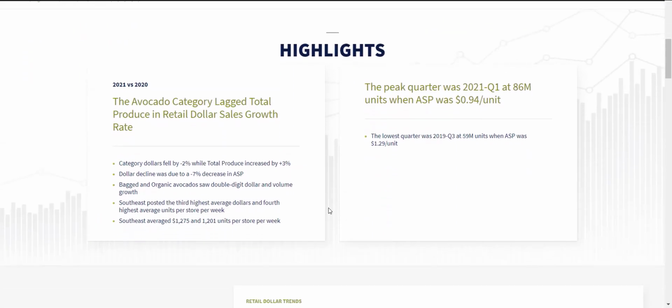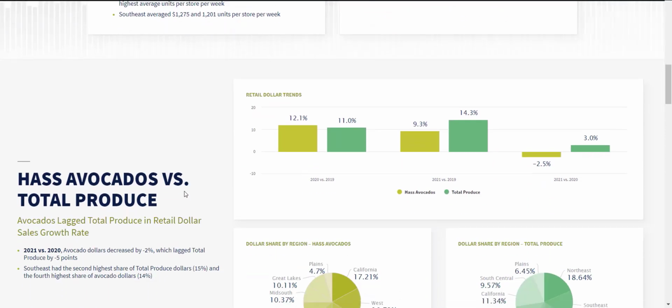For example, the highlights show an overview of the region's performance for the period that we're looking at compared to the previous year. Here you can read the avocado category lagged total produce in retail dollar sales growth rate. Why? Because category dollars fell by 2% while total produce increased by 3%. Also, the dollar decline was due to a 7% decrease in average selling price. And for example, bagged and organic avocados saw double-digit dollar and volume growth, and so on and so forth.